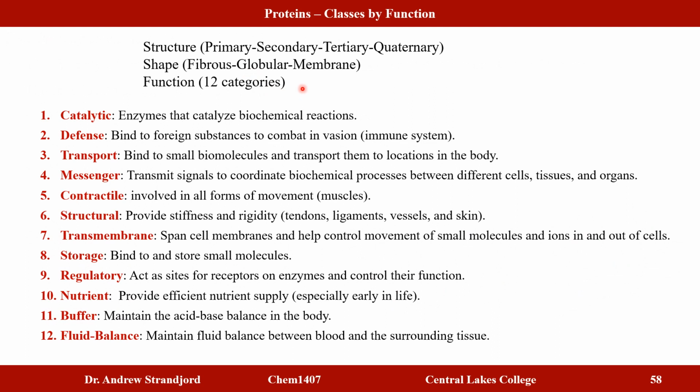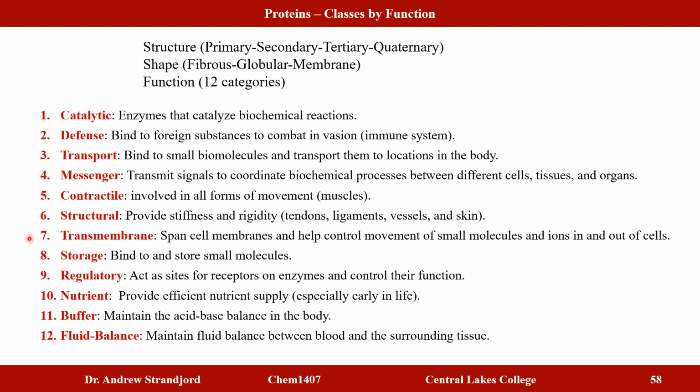Let's look at the 12 different categories used to classify proteins based on function. Number one is catalytic, enzymes catalyzing reactions within living organisms. Defense, they bind to foreign substances to combat invasion, like an immune system. They transport, in other words, they bind to small molecules and transport them to other locations in the body. There are messenger proteins that transport signals to coordinate other biochemical processes between the different cells, tissues, and organs in the body. One of the most important ones are the contractile proteins. In other words, those are the ones that are used for our muscles so that we can move. Structural proteins, those include our tendons, ligaments, vessels, and skin.